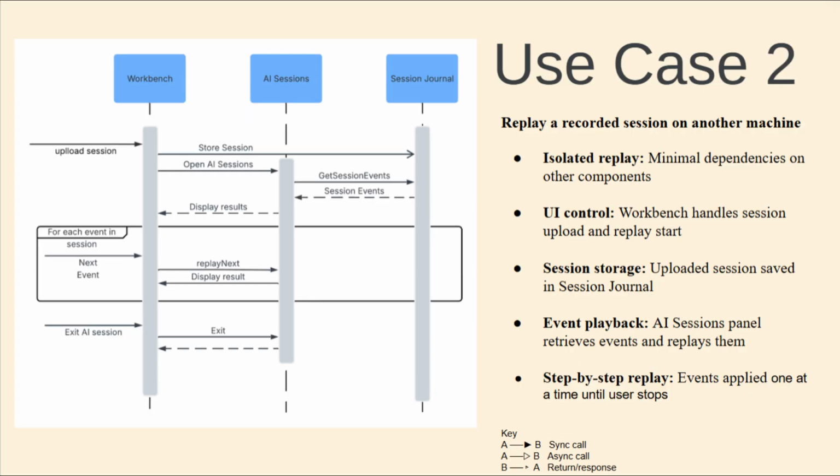For the second use case, we have replay of a recorded session on another machine. Replaying a recorded session is fairly self-contained. The workbench manages the UI and lets users upload a session replay. That session is stored in the session journal, and the AI session panel retrieves the events and replays them one by one until the user stops the session.